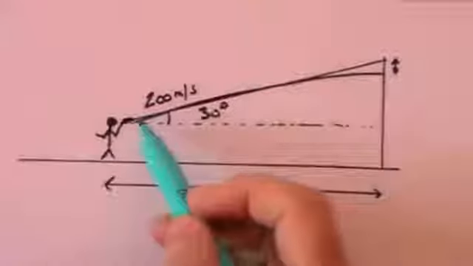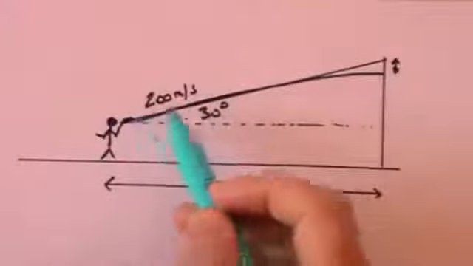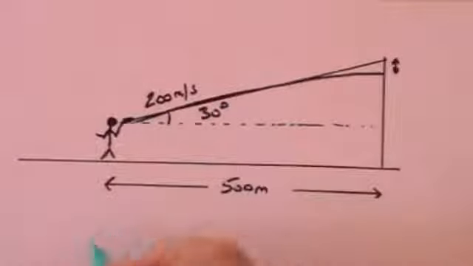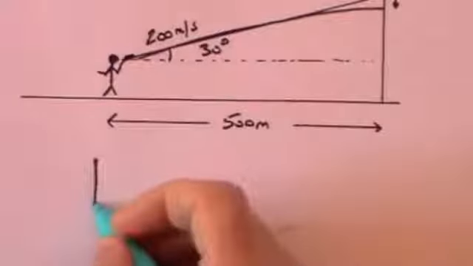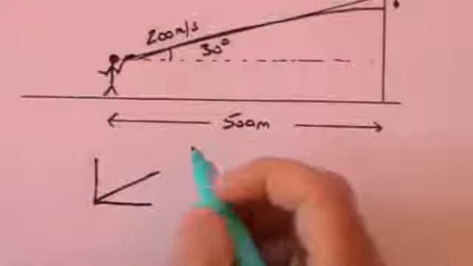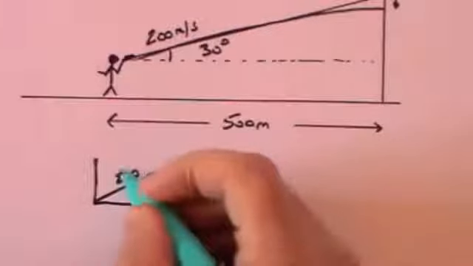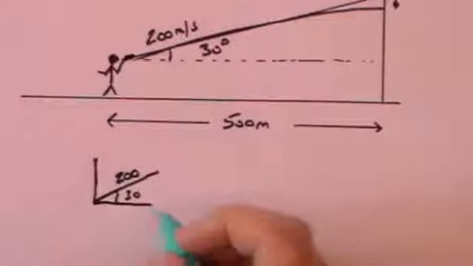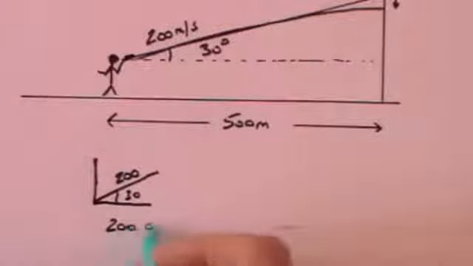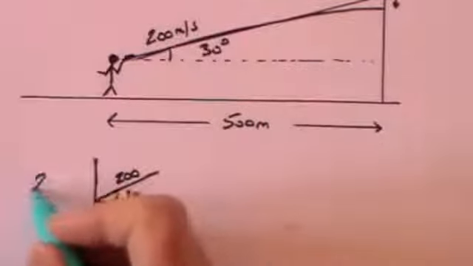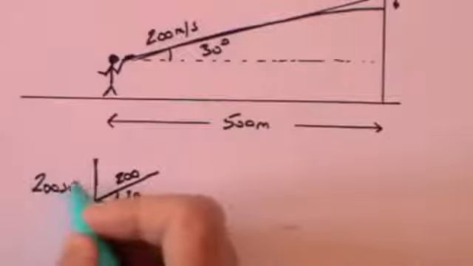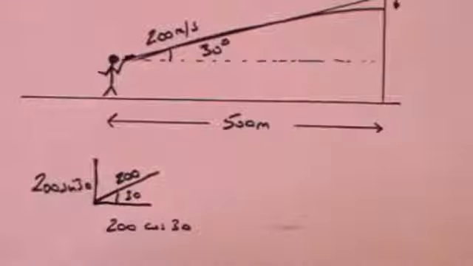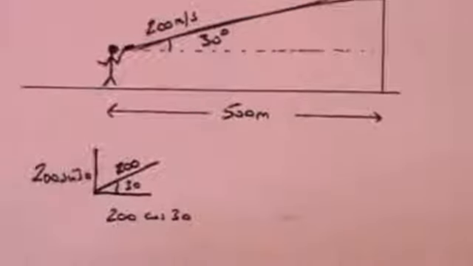The missile is travelling at 200 meters per second. Well, remember that we can always resolve the velocity of the missile into its component parts. So what we've essentially got is, if we draw the XY framework, the actual velocity is 200 meters per second at an angle of 30 degrees. So the horizontal component is going to be 200 times the cosine of 30, and the vertical component is going to be 200 times the sine of 30. And each of those can be regarded as independent.